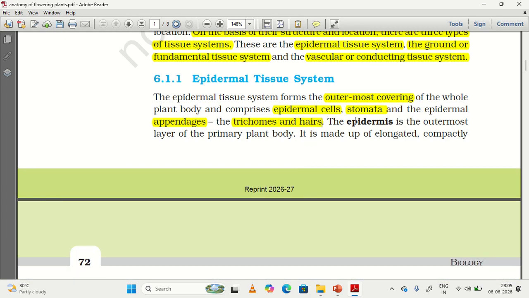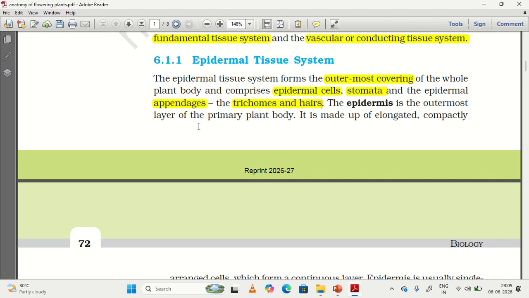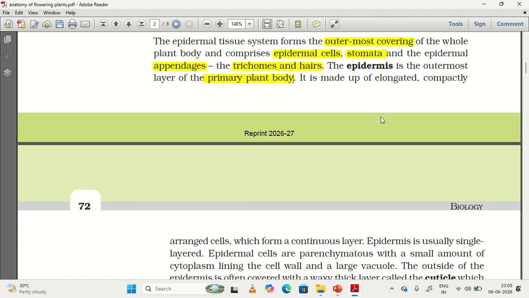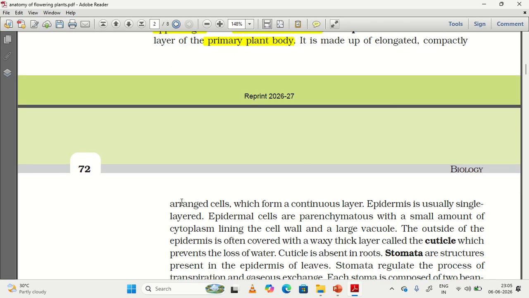The epidermis is the outermost layer of the primary plant body. It is made up of elongated, compactly arranged cells. Compactly means there is no intercellular space between these cells. They are very closely arranged, with no intercellular space between the cells, which form a continuous layer.